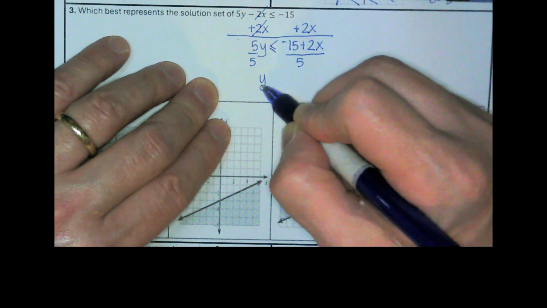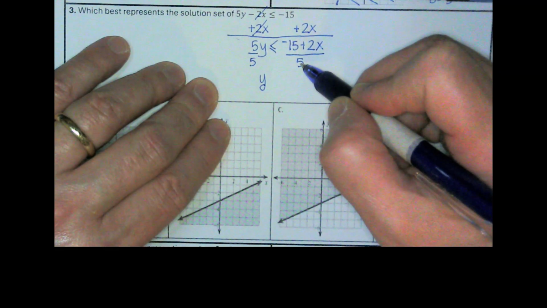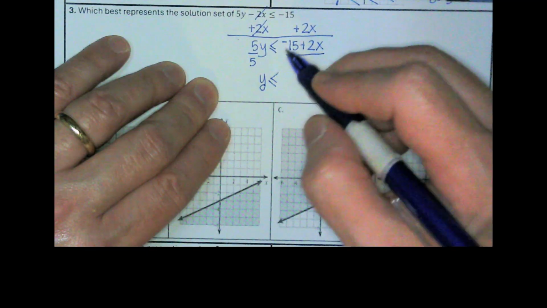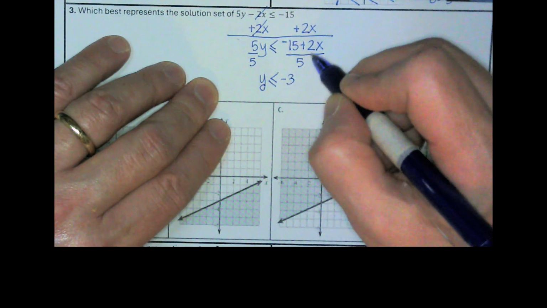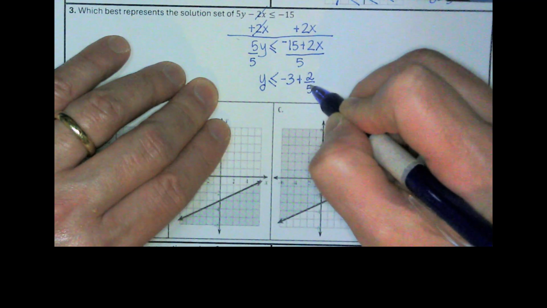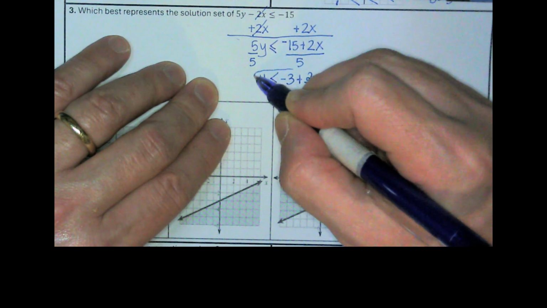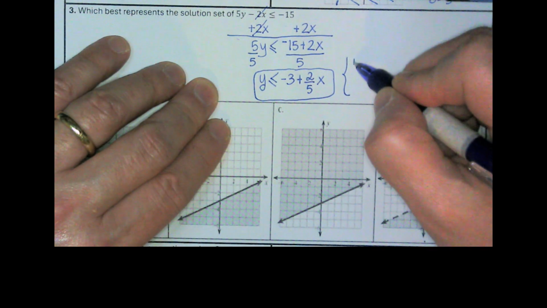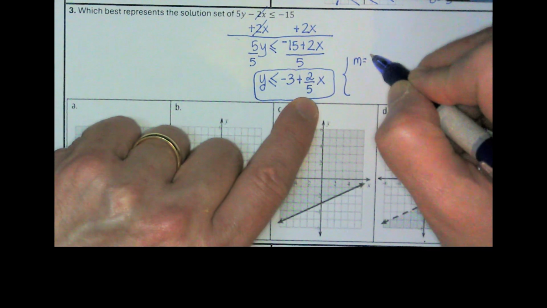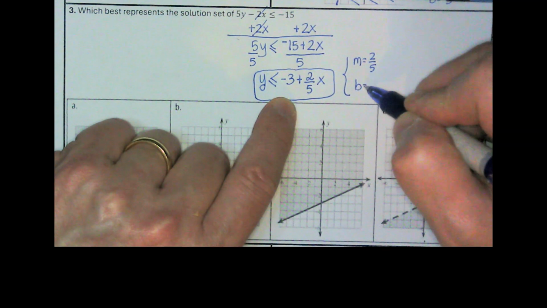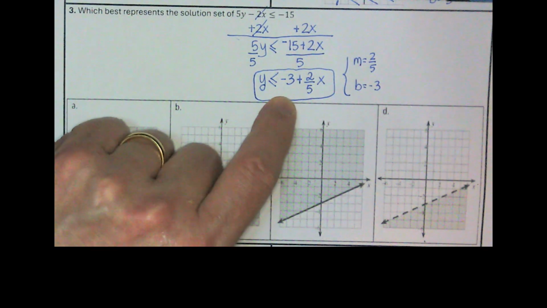So this would be y. Notice that we're dividing by a positive number, so that means the inequality sign stays the same. Negative 15 divided by 5 is negative 3. 2 divided by 5 stays as 2/5. And there we go. Our y is by itself. So that means we can identify our slope, which is the number with x, in this case 2 over 5. And our b is the number without x, which is negative 3.